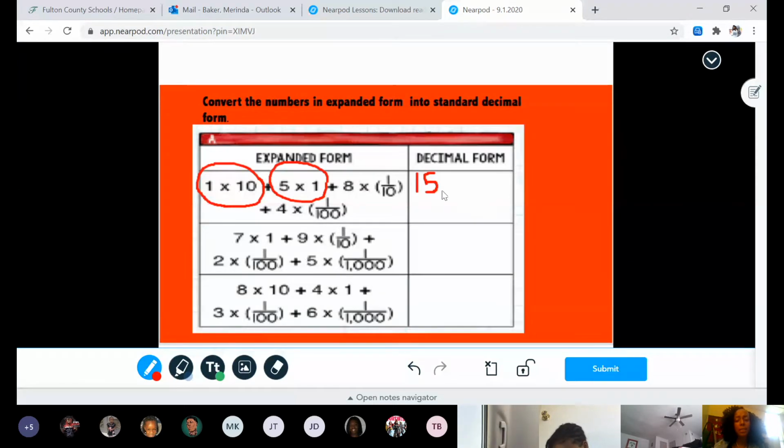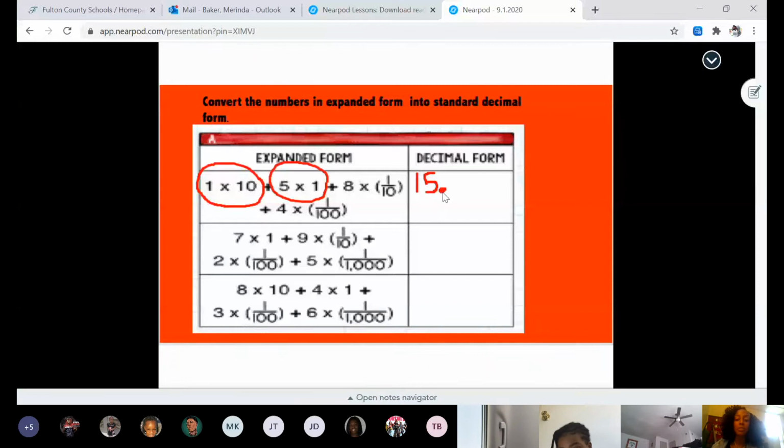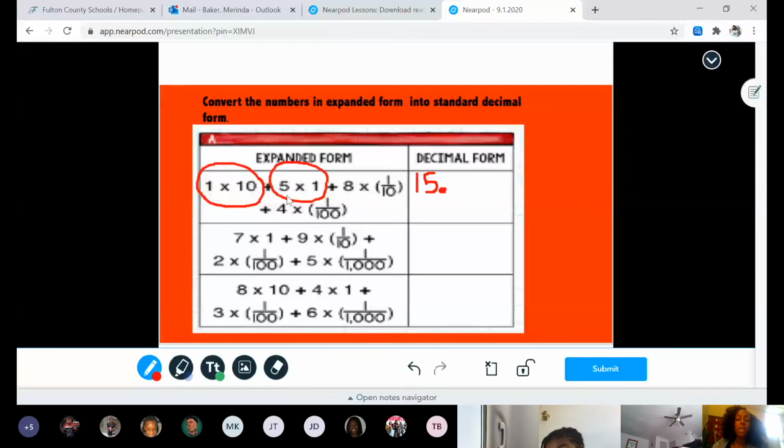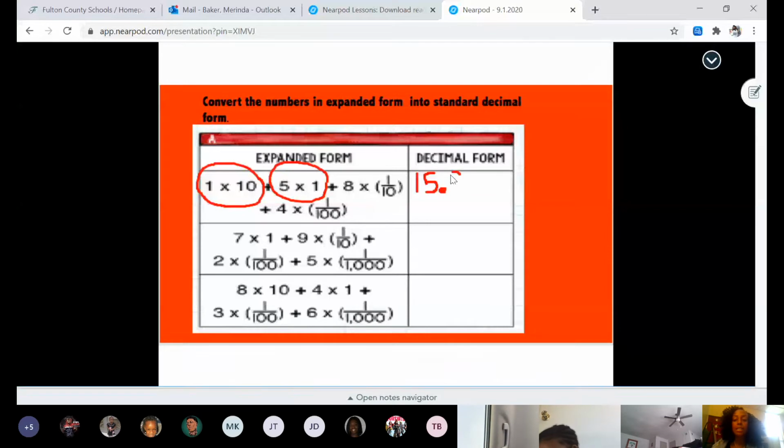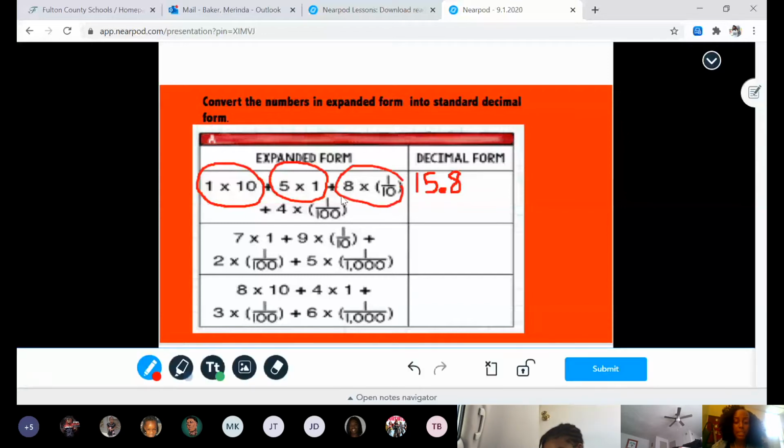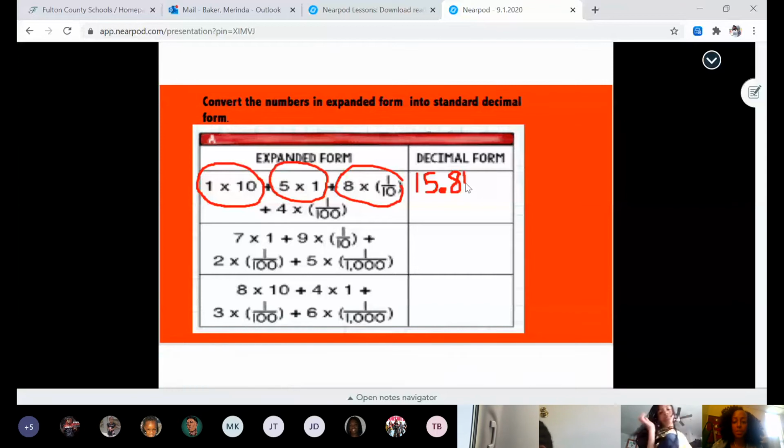But before I can write my 10ths place, I have to separate my whole numbers from my fraction numbers. So that means I need a decimal. You have to write a decimal in order to separate your whole numbers from your fraction numbers. So now I can write an 8 to go in my 10ths place. Okay. Next, I have 4 times 1/100th. And I know that 4 times 1/100th equals 4/100ths. So if I have 4/100ths, that means I need to write a 4 in my hundredths place.